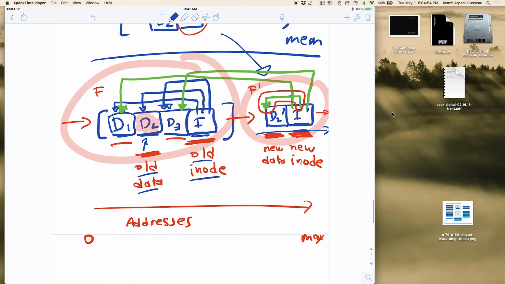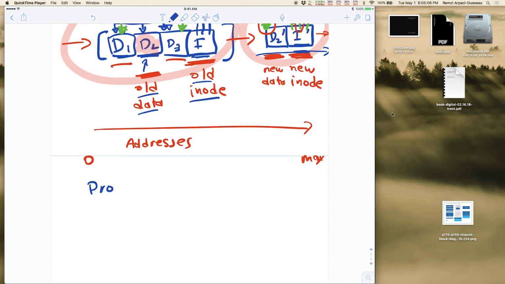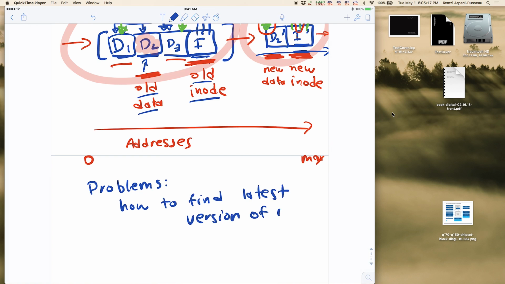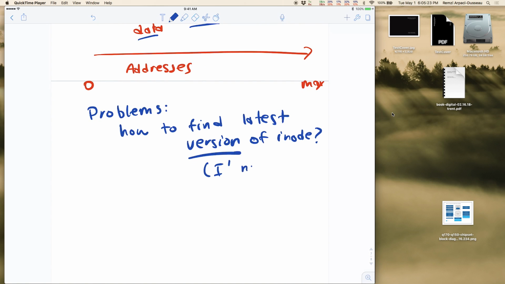There are two versions of the same inode, correct? But on the disk, there are two separate things. Yes, that's correct. Great. So the question now is, we have some problems, right? The first is how to find the latest version of an inode. Like in this example, we want to read I prime, not I.